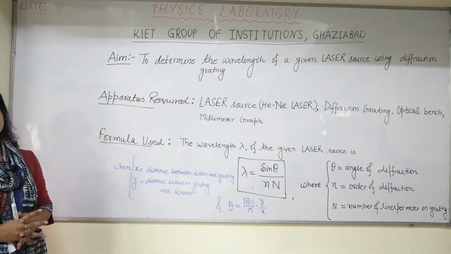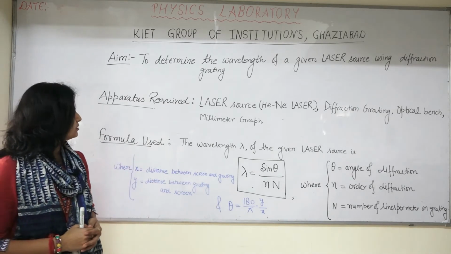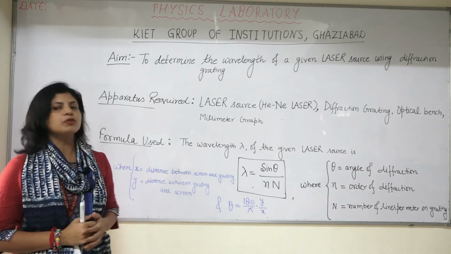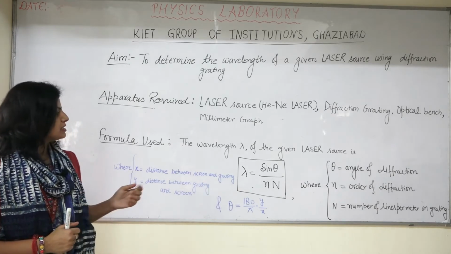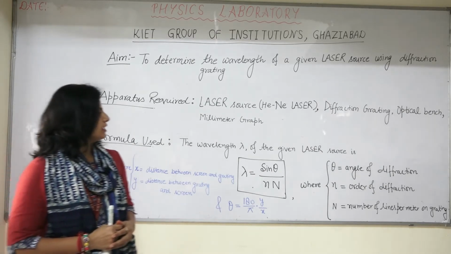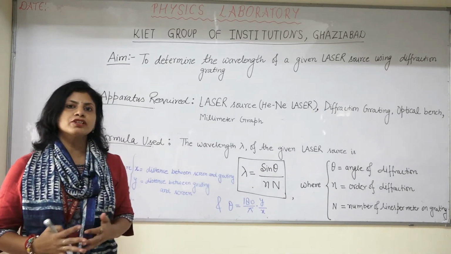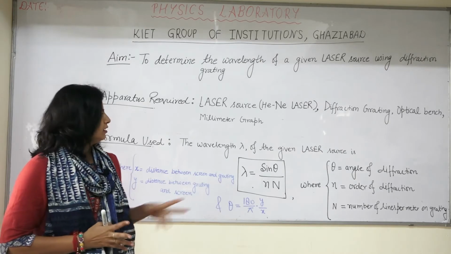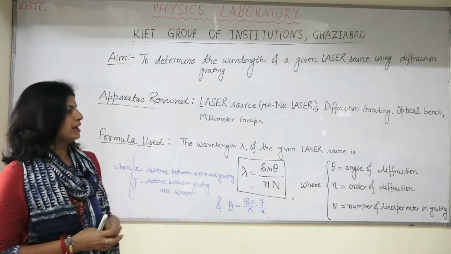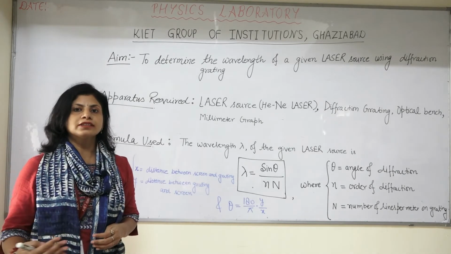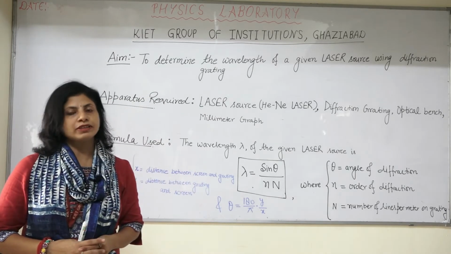The formula used in this experiment: the wavelength of laser light can be calculated by lambda is equal to sin theta divided by small n into capital N, where lambda is the wavelength of laser light, small n is the order of diffraction which is equal to 1, 2, 3 and so on. n is equal to 1 corresponds to the first order, n is equal to 2 corresponds to second order diffraction, n is equal to 3 corresponds to third order principal maxima and so on. Capital N is the number of rulings on the grating.